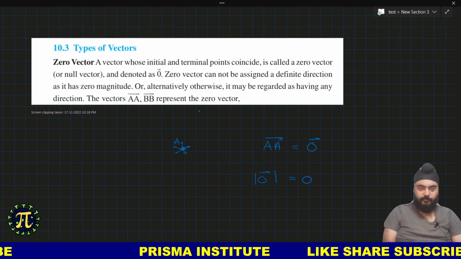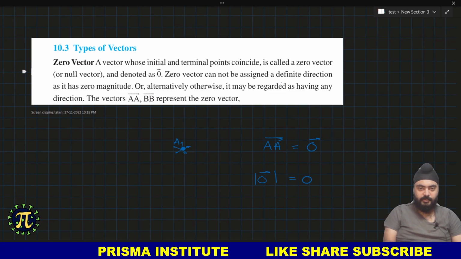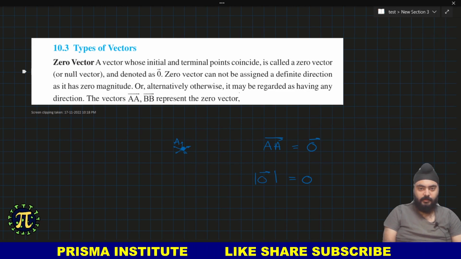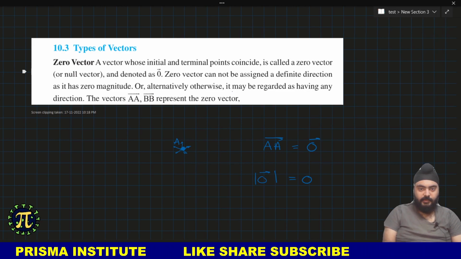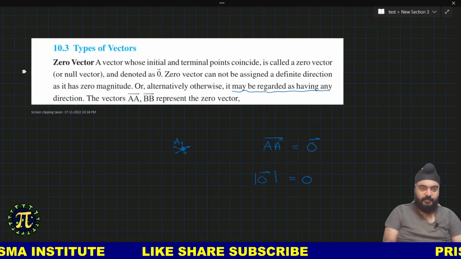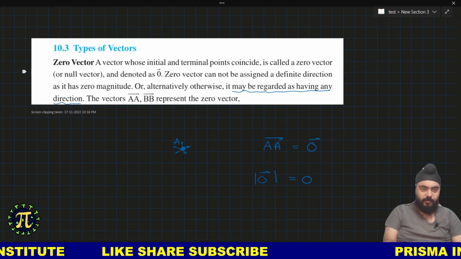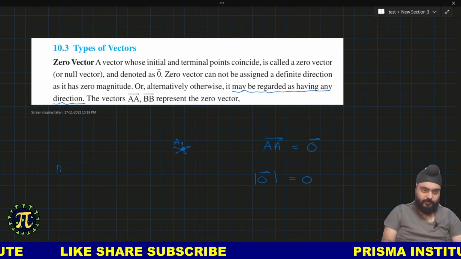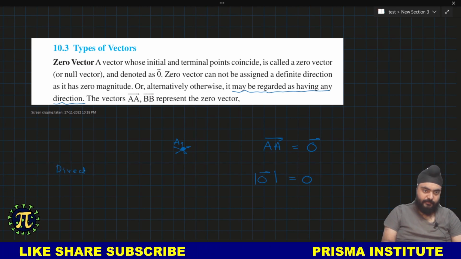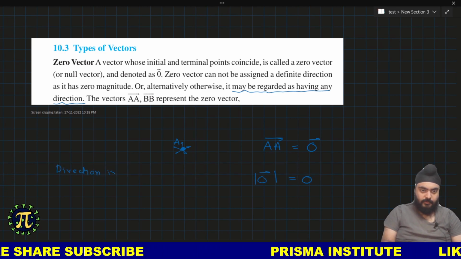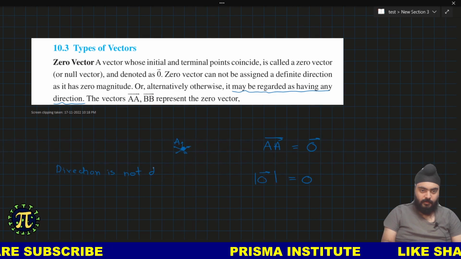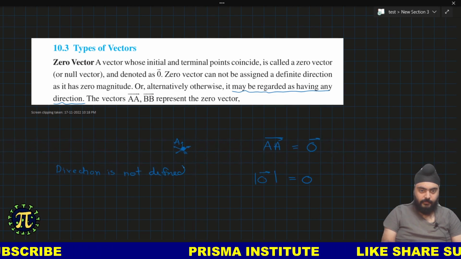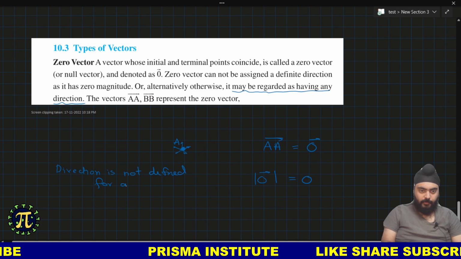One thing they have mentioned here is that it may be regarded as having any direction. So direction is not defined for a null vector.